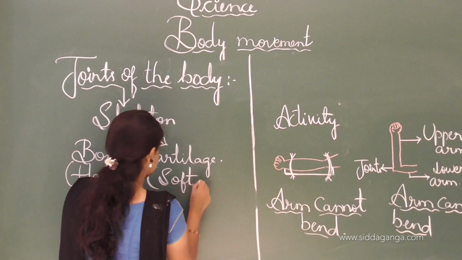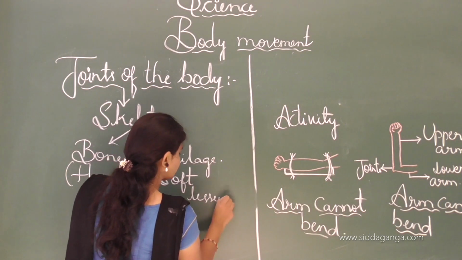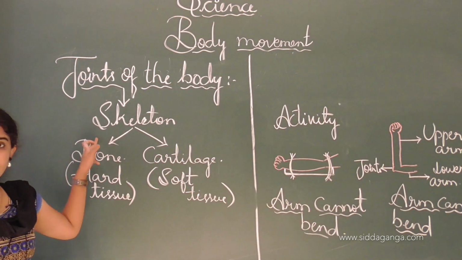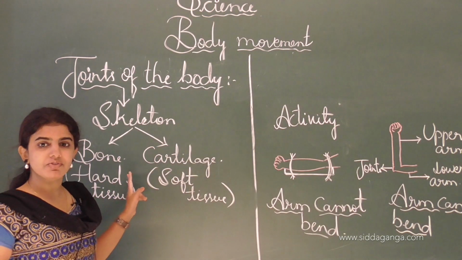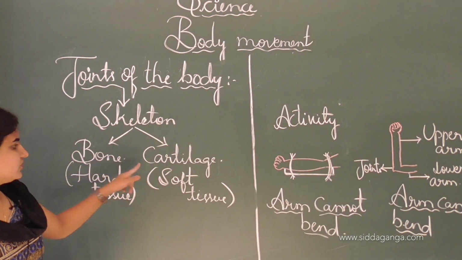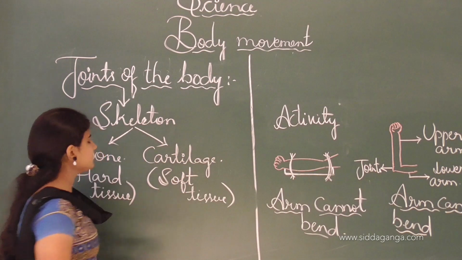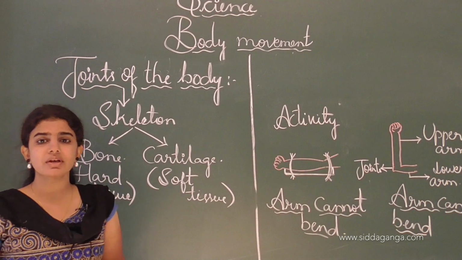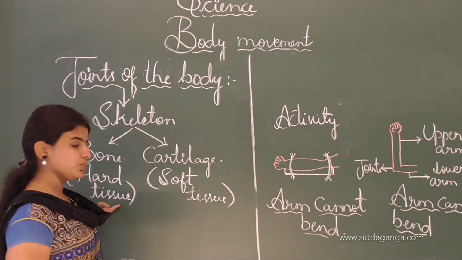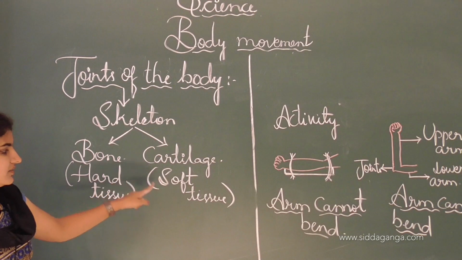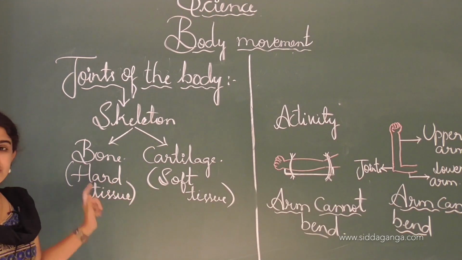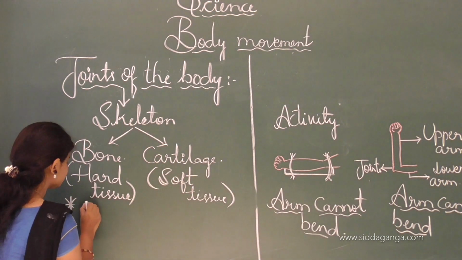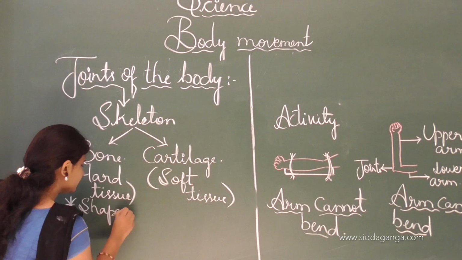Tissue is nothing but a group of cells. The skeleton of our body is mainly made up of two parts, the bone as well as the cartilage. Bones are the hard tissue. In higher studies, you will learn more about tissue, whereas cartilage is the soft tissue, and the bone gives shape to our body.